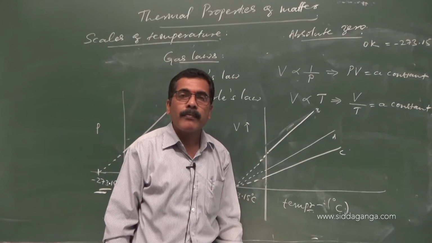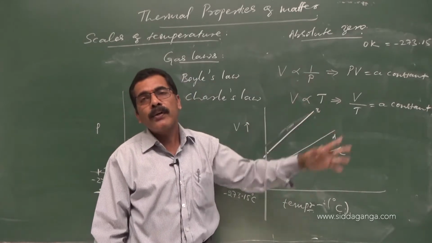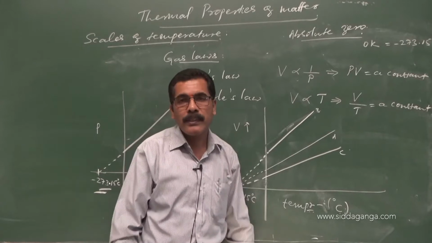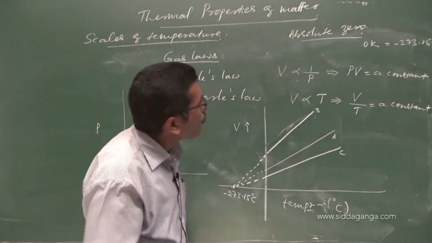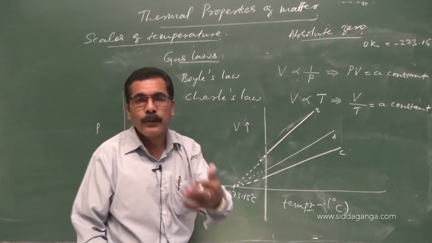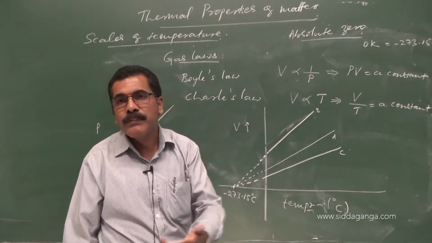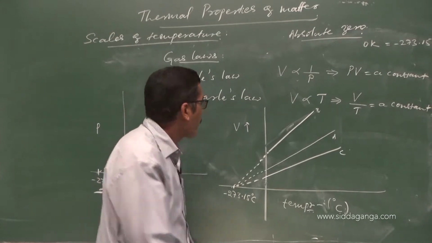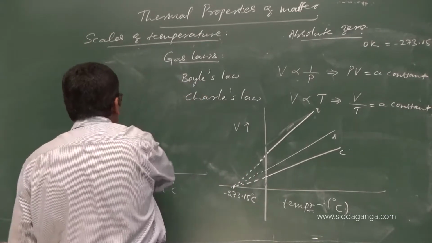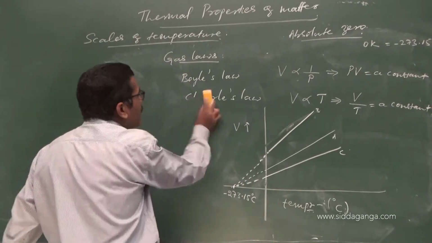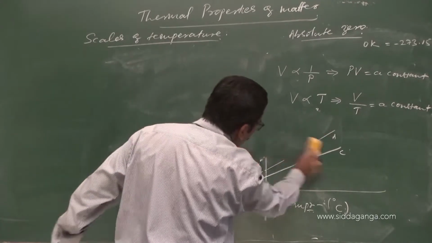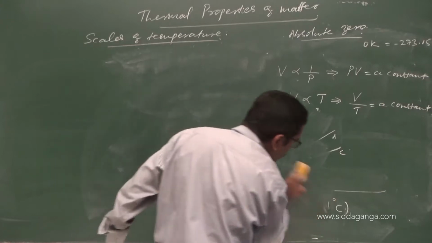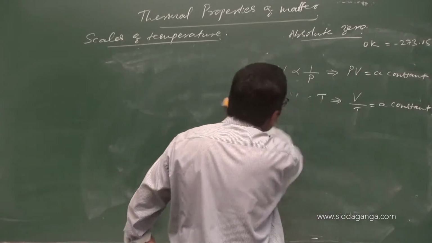Have you got it? That is the importance of the Kelvin scale of temperature, or absolute scale of temperature. I hope you have understood the significance of the Kelvin scale, right? So therefore, in all our measurements, temperature in SI is expressed in terms of Kelvin only. The Kelvin scale has a lot of advantages.